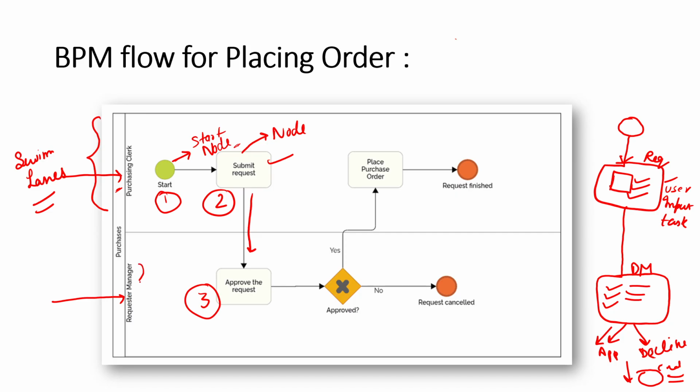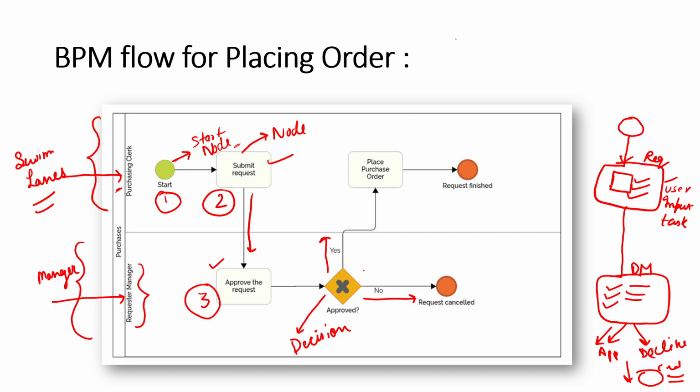So we have the manager, which is the requester manager swim lane. Whatever task is happening in this swim lane is for the manager, right? And after approving this request, the manager can either approve it or decline it. So what is this thing in between? This is called a decision node, right? What is this decision?